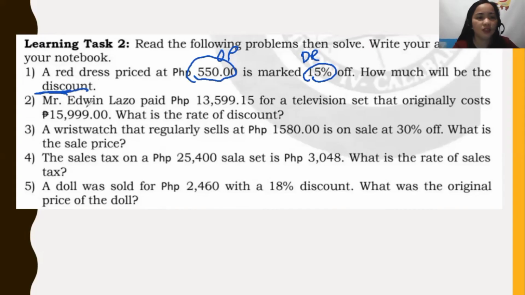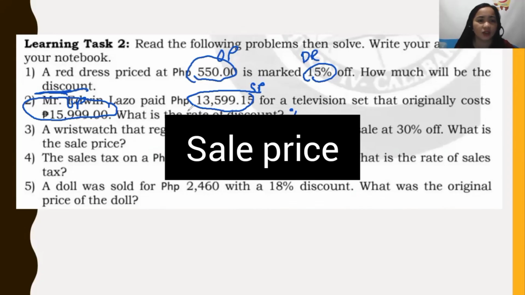And in number 2, Mr. Edwin Lazo paid 13,599 pesos and 15 centavos for a television set that originally cost 15,999 pesos. What is the rate of discount? So here, what is being asked is the rate of discount. So hinahanap yung may percent na gano'n. At ang original price niya ay ito, 15,999 pesos, and this is the selling price. Ayun na po yung nabawasan ng discount. So, ang hinahanap natin is the rate of discount.